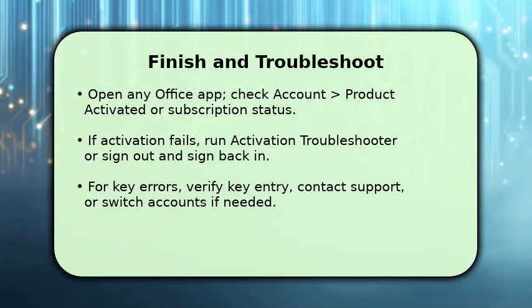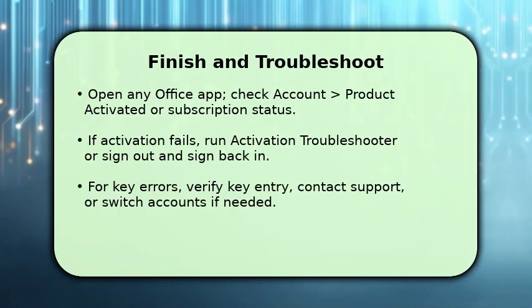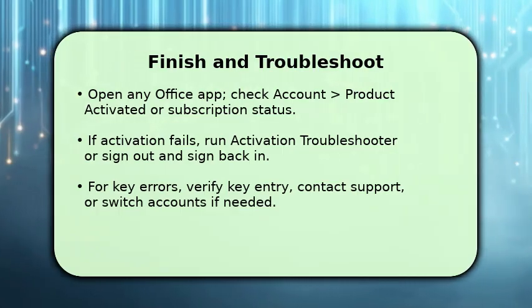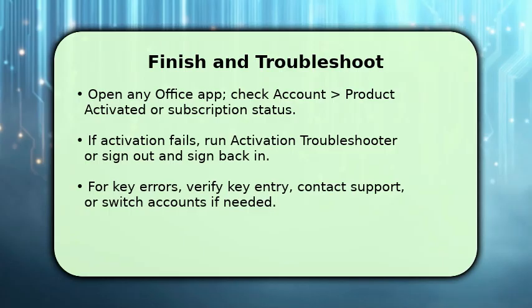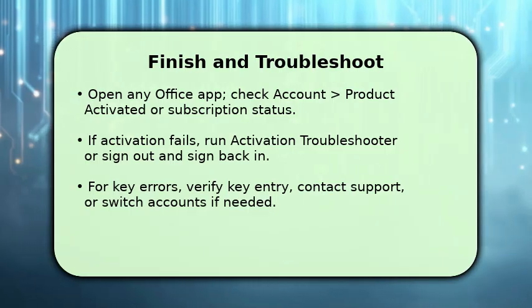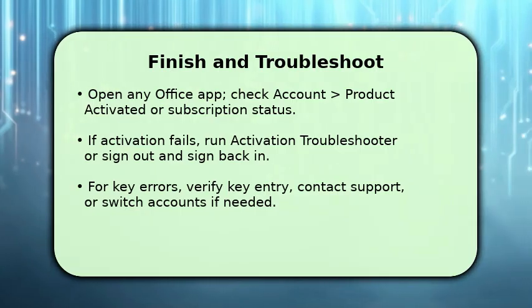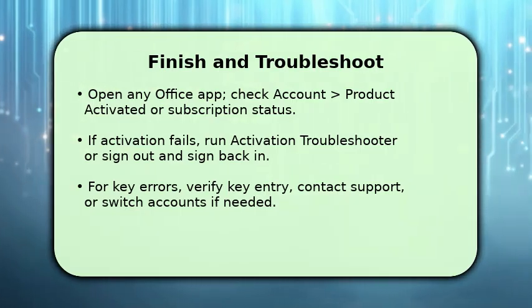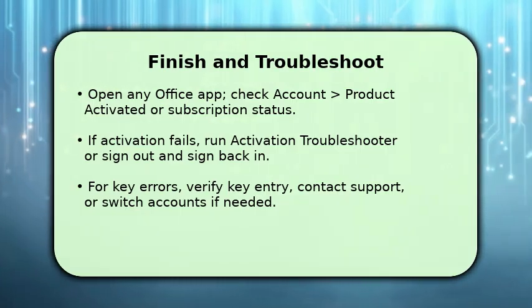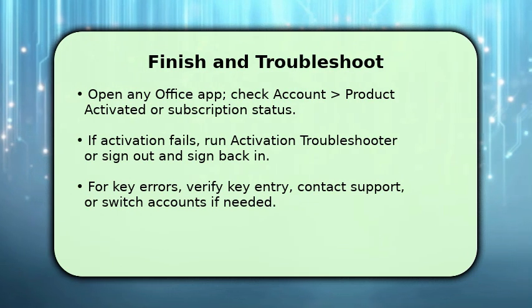If activation fails, first sign out of Office and sign back in, then run the built-in activation troubleshooter to repair licensing. If you used a product key, double-check every character and try entering it again. If problems persist, switch to the Microsoft account that originally purchased Office or contact support. One key.